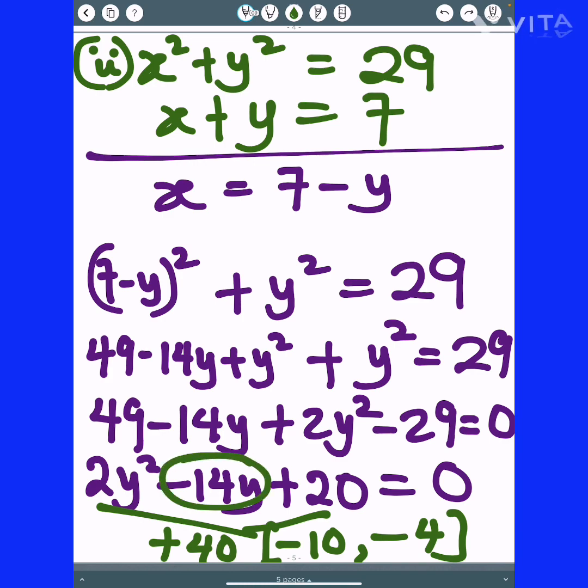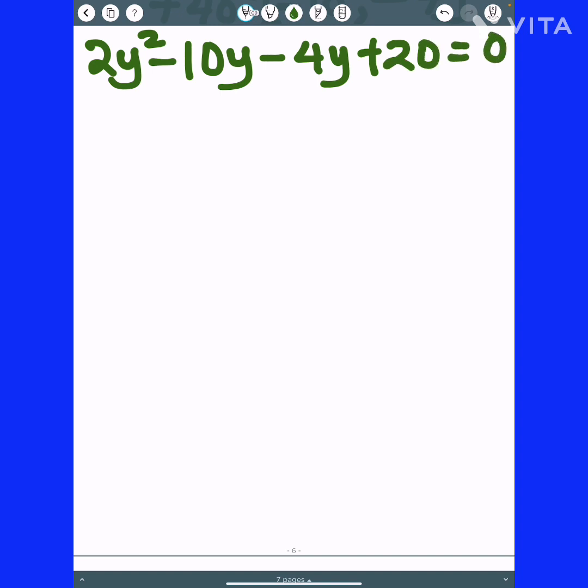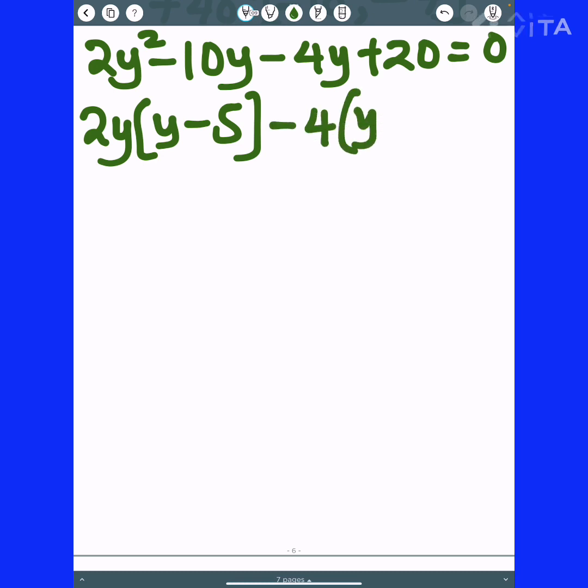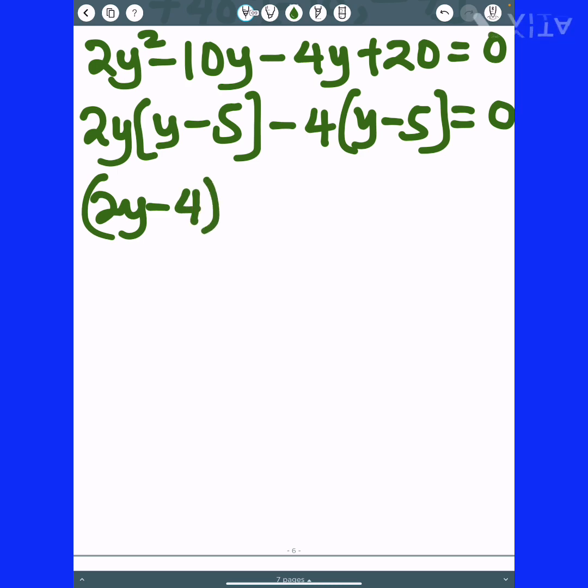So I'll write the minus 14y in the middle as minus 10y minus 4y. You know factorization very well, so I'll not do it too much. So that's 2y squared minus 10y minus 4y plus 20 is 0. On factorizing, I'll get 2y, y minus 5, then minus 4, y minus 5 is 0. I'm sorry for that loud sound. So my factors are 2y minus 4, y minus 5 is equal to 0.